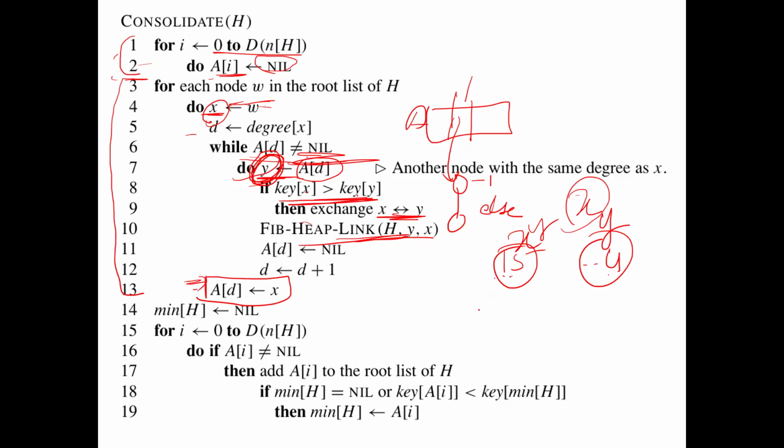So suppose X is greater than Y, you swap the labels of X and Y so that now X becomes small and Y is greater and you link it together like this. That is 4 on the left of 15. That's all.